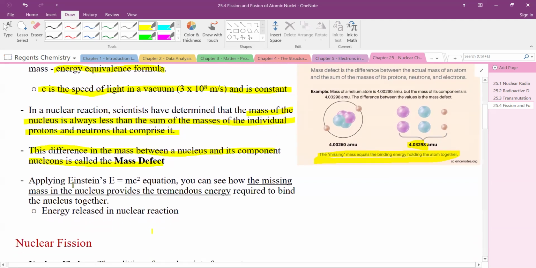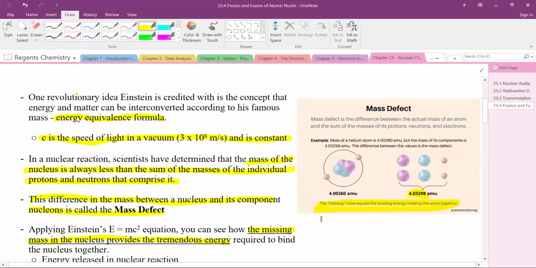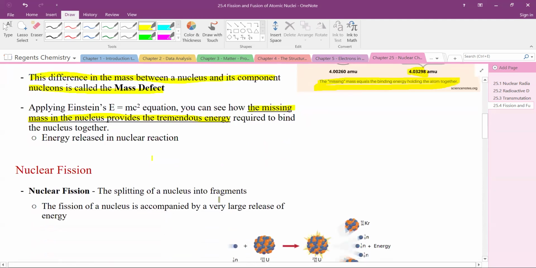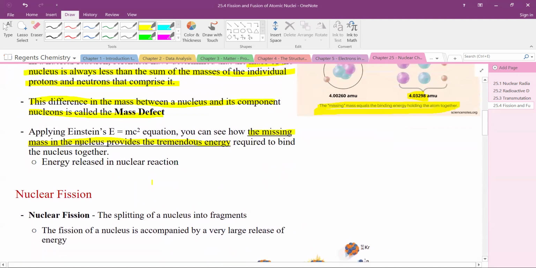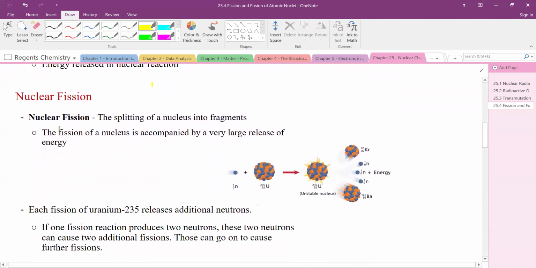So here's what I wrote. Applying Einstein's E equals mc squared equation, you can see how the missing mass in the nucleus provides the tremendous energy required to bind the nucleus together. This is also the energy that is released in a nuclear reaction. Okay, so it is this mass defect, the difference in our free particles versus our particles when they're combined in a nucleus. Okay, so let's talk about nuclear fission.